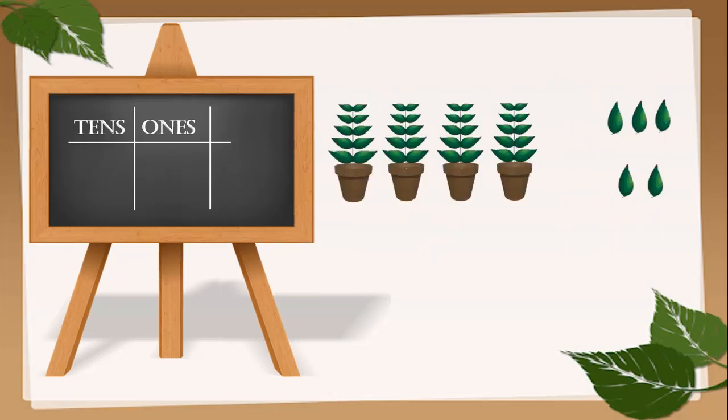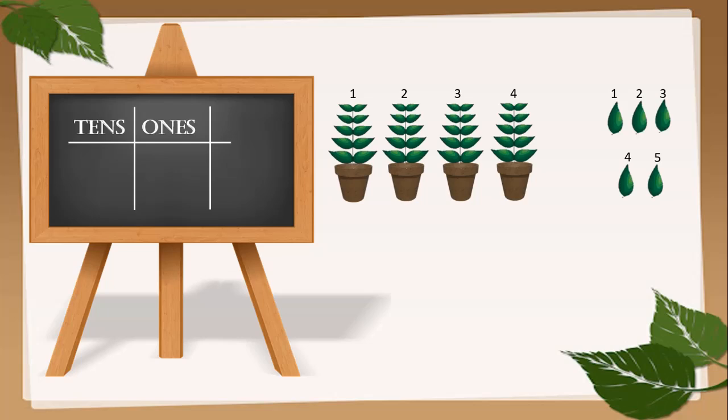Children, what can you see here? Yes, here you can see some leaves. Some are in groups of 10s and some are loose leaves. Let us count them. First group of 10, second group of 10, third group of 10, and fourth group of 10. Let us now count the loose leaves. 1, 2, 3, 4, and 5 loose leaves.